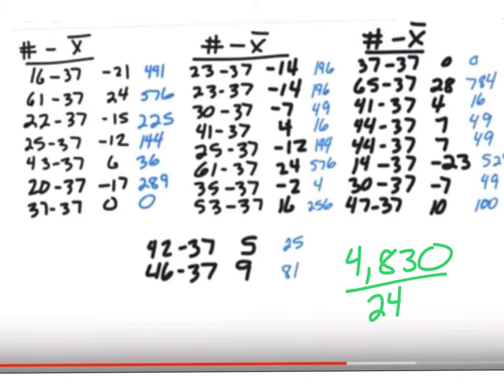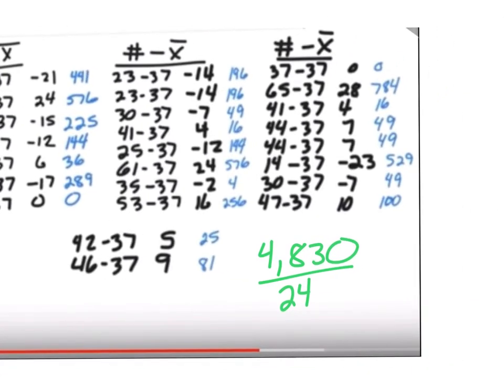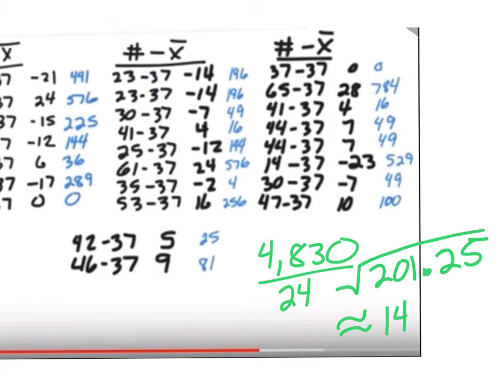So if I do 4,830 and divide by 24, that is going to give me a quotient of 201.25. And I am almost done. Almost. My very last step is that I have to take the square root of that 201.25. So the standard deviation for the East store is approximately, I'm going to round to the hundredths place, 14.19. Because I get 14.186, and it goes on and on. So I'm going to round it to 14.19.